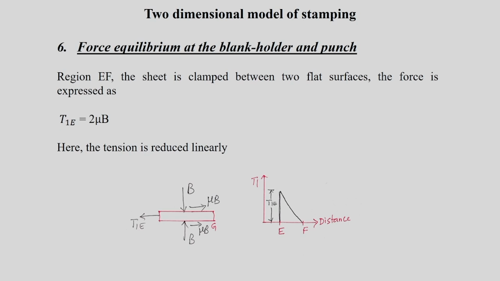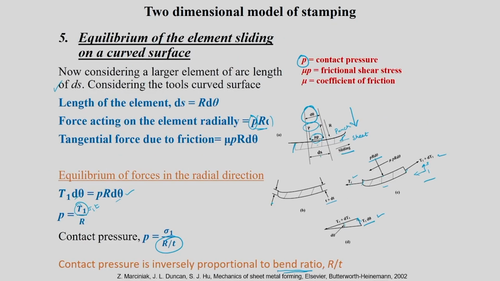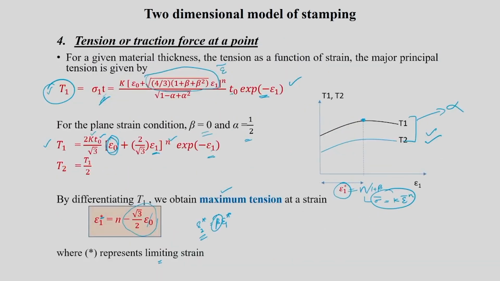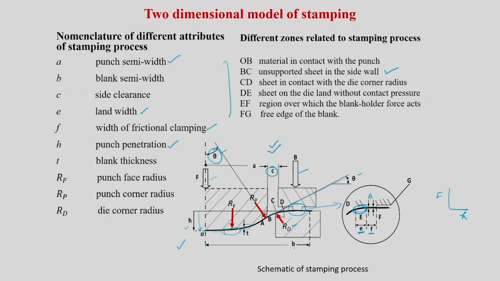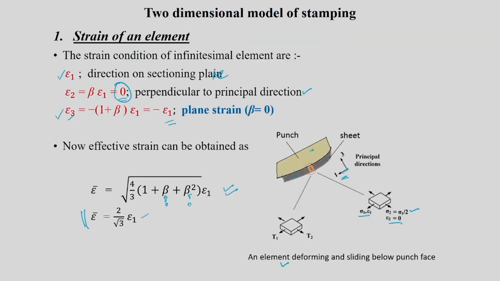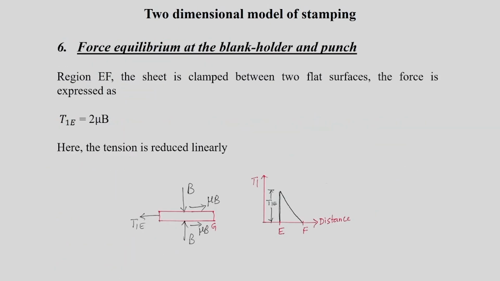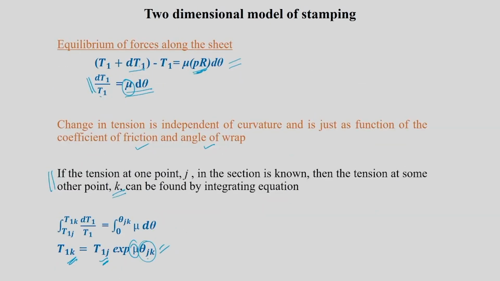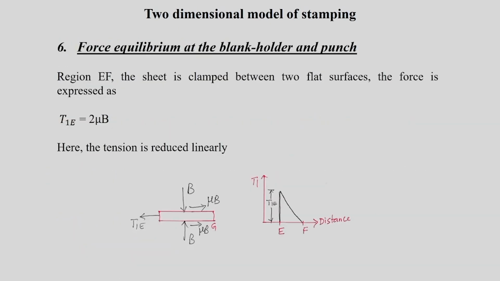Okay. So now this is what is going to happen between the sheet and the punch. Now if you go to this particular location, where blank holding is going to play a vital role in sheet deformation, the question is, how is the situation there? The situation there can be written in this particular way: force equilibrium at the blank holder and punch.